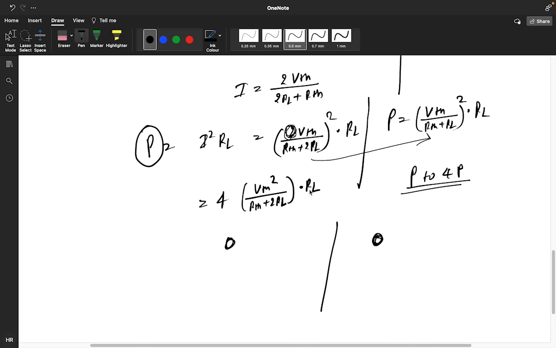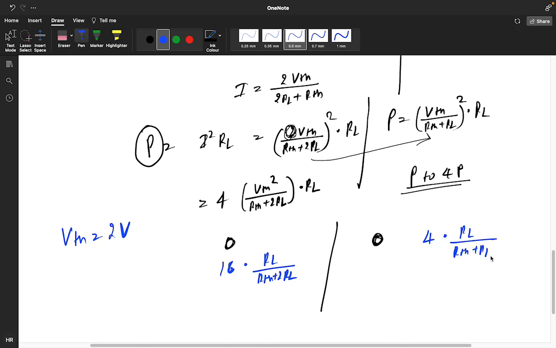If you put the RL value as 1, you are getting 4 VTH square divided by, and assume something, you assume 2 volt is your VTH. So VTH will be common for both. If you substitute it, you are getting 16 into RL divided by RTH plus 2 RL, and here it will be 4 into RL divided by RTH plus RL.